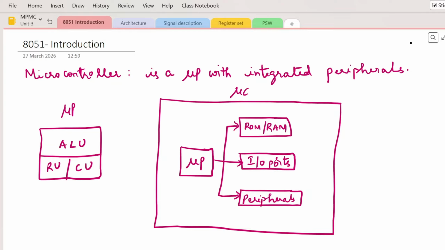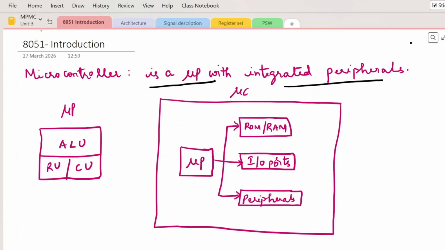Let us know what a microcontroller is. Simply we can say a microcontroller is nothing but a microprocessor with integrated peripherals. Let us assume that all of you have desktop computers. What are the components we have in that desktop computer? A CPU, screen, keyboard, mouse, and so on, memory inside. So if all together come into a single IC, then that is nothing but your microcontroller.